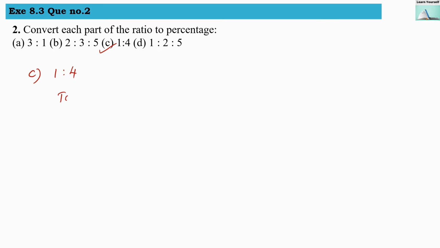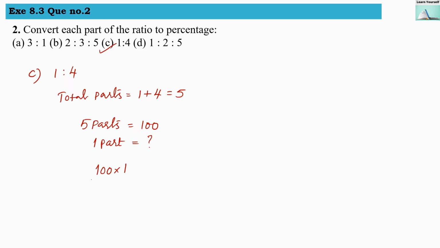Numerical C, 1 is to 4. So total parts here are 1 plus 4 equals 5. So total 5 parts are there. So 5 parts are 100%. Then for 1 part, how many percentage will be there? So 100 into 1 divided by 5. So 5 20s are 100. We will get here 20%.